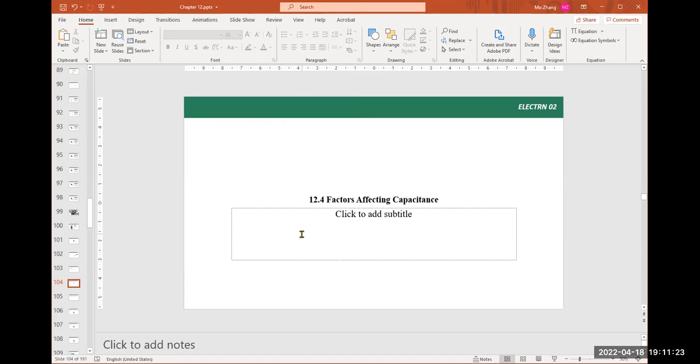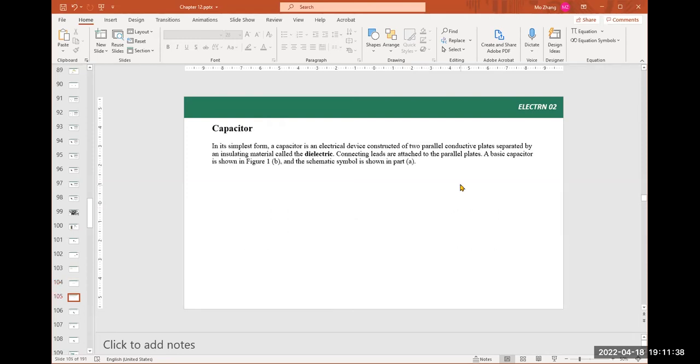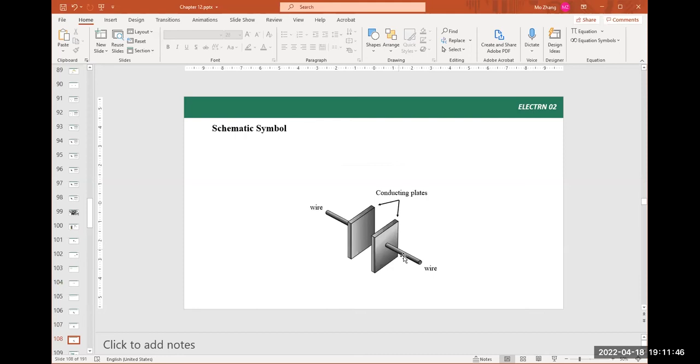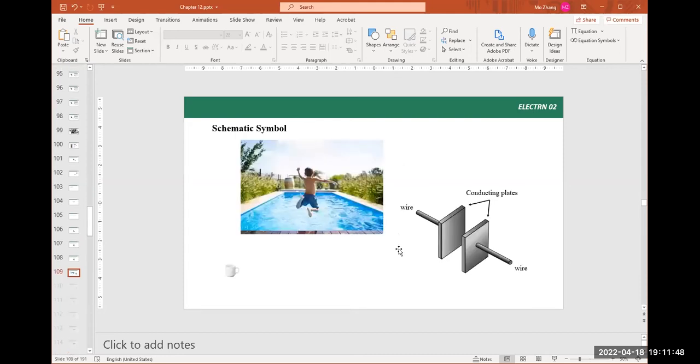So 12.4, the factors that affect capacitance. In this section, we have a very useful formula. So let's see. We have the capacitor. This is a capacitor with two plates, and those two plates are conducting plates.